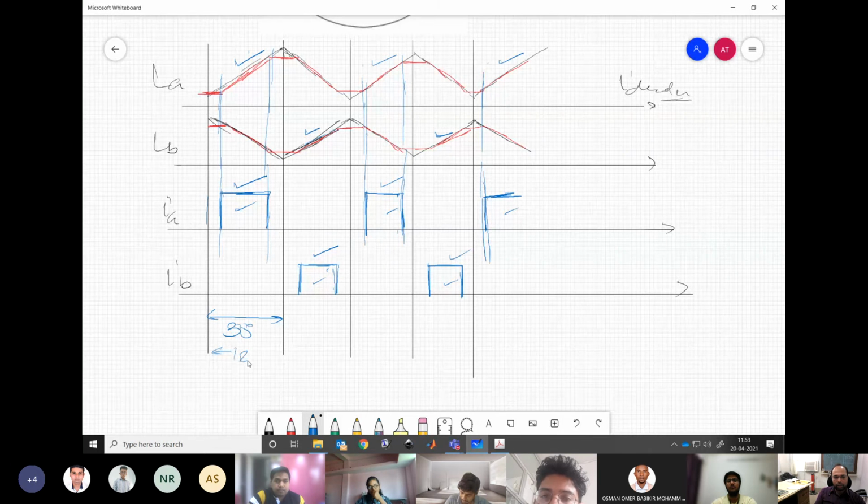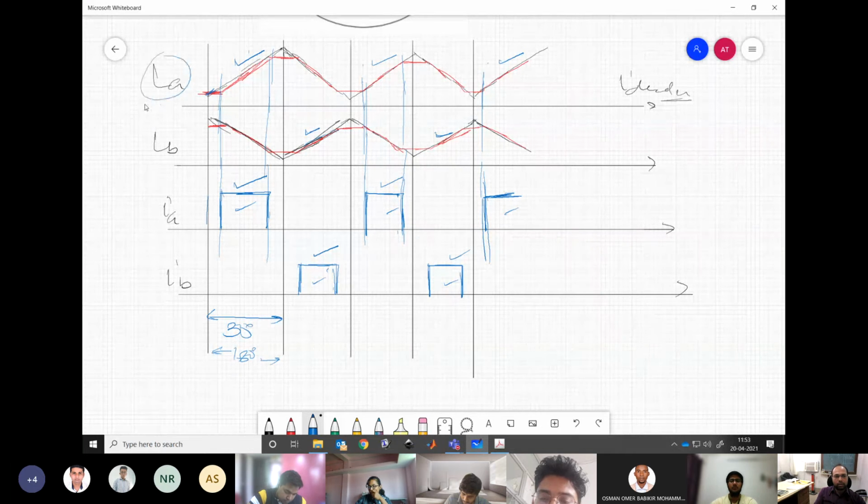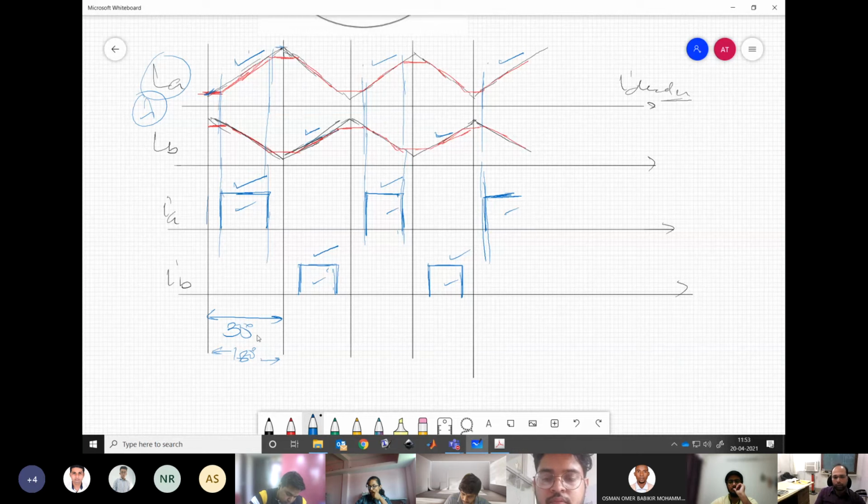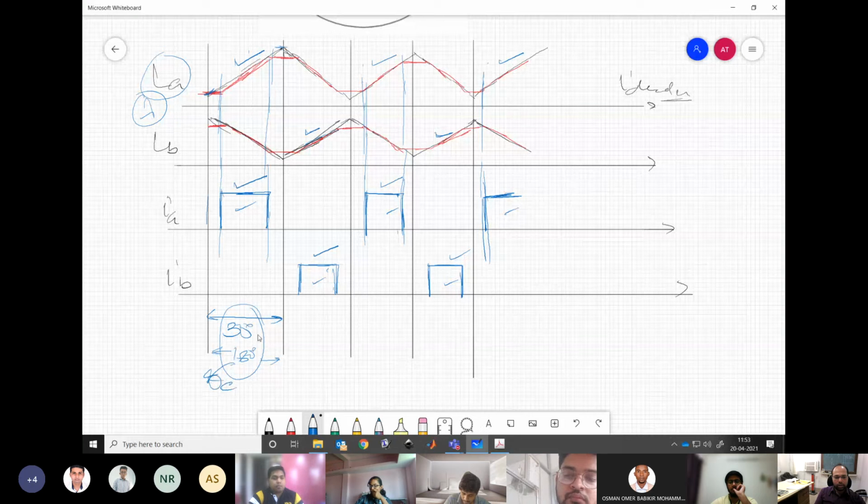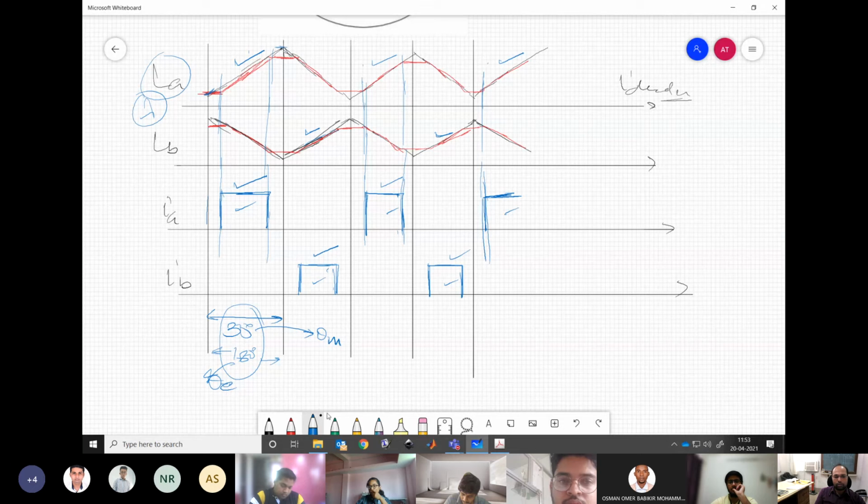Electrically, this is 180 degrees, you can say, because your quantity, let's say inductance or flux linkage, is changing from minimum to maximum value. So if you want to correlate, this is how it will correlate. This will be your theta electrical, this will be your theta mechanical. Understanding my point?